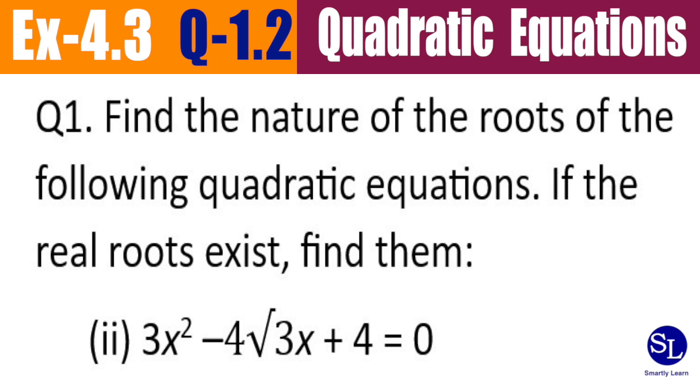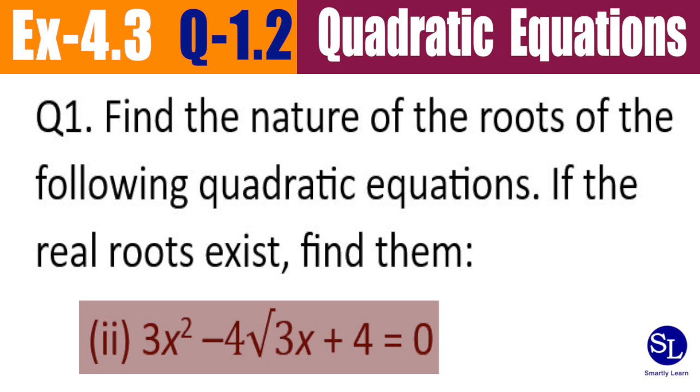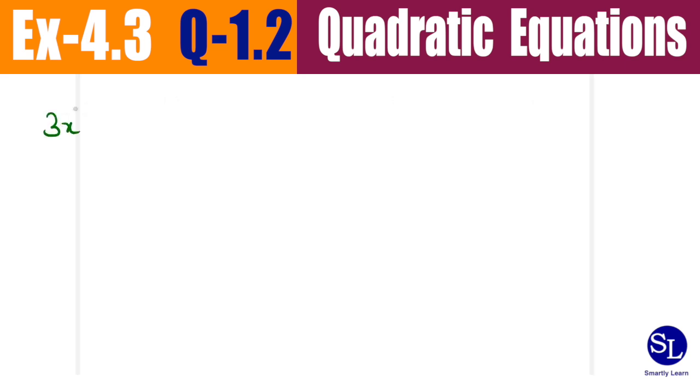The equation they have given this time is 3x squared minus 4 root 3x plus 4 is equal to 0. So let us note the equation 3x squared minus 4 root 3x plus 4 is equal to 0. In order to find the nature of the roots, we are going to compute the value b square minus 4ac.